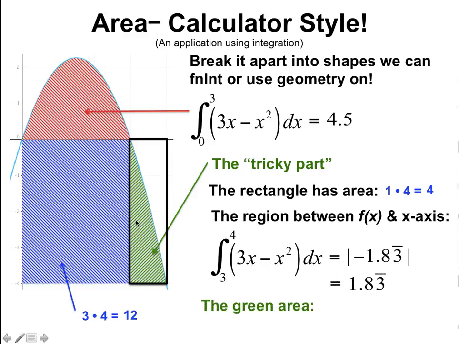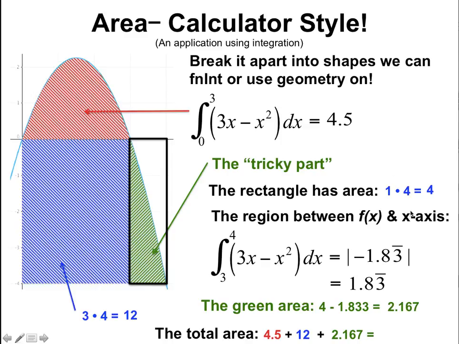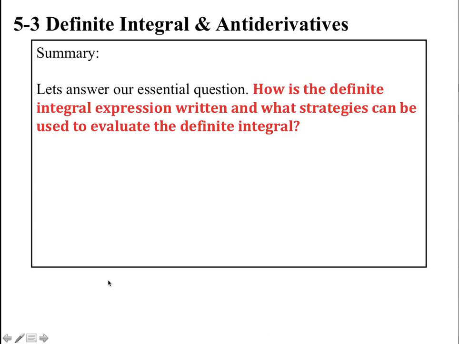As a result, the green area is 4 minus 1.83 because the green area is just a portion of this whole rectangle. So the green area ends up being 2.167. So to find the total area, we're going to take the red part, 4.5, and the blue part, 12, and the green part, 2.167, add them all together, and we're going to get 18.667 for the total area of this irregularly shaped figure.